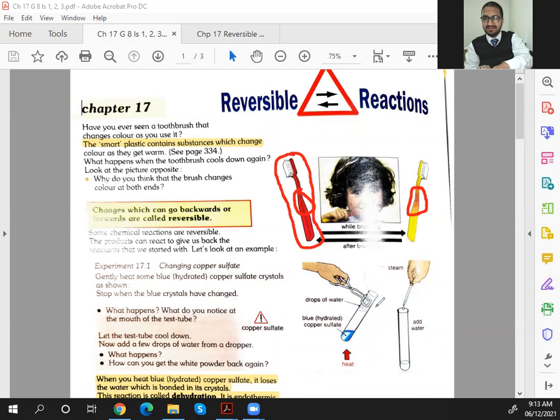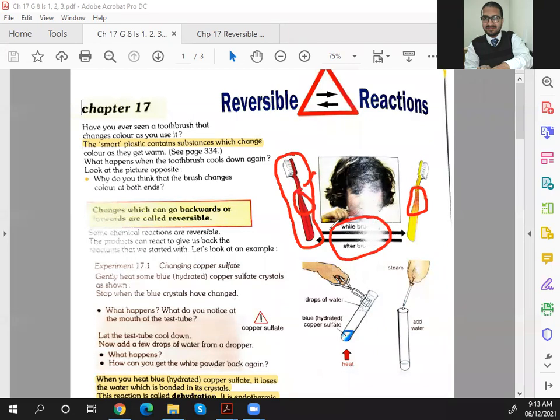Because the temperature of your hand changes the color of this specific type of plastic that the brush is made of. When you leave the brush, you will see it goes back to its original color. It means this is a simple example of a reversible reaction.